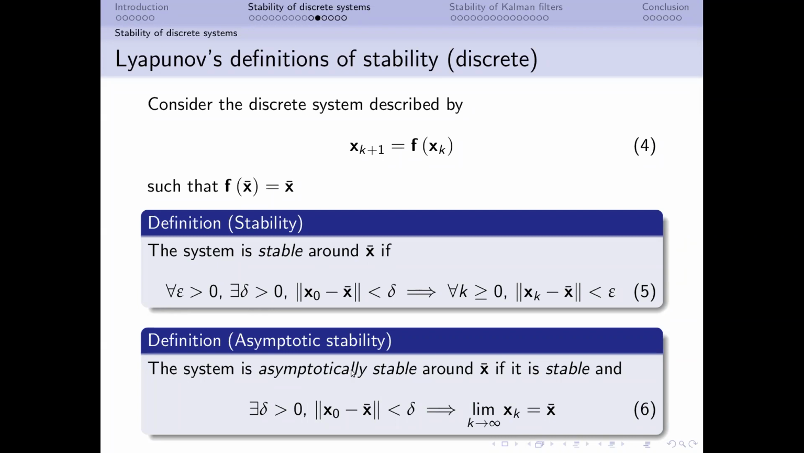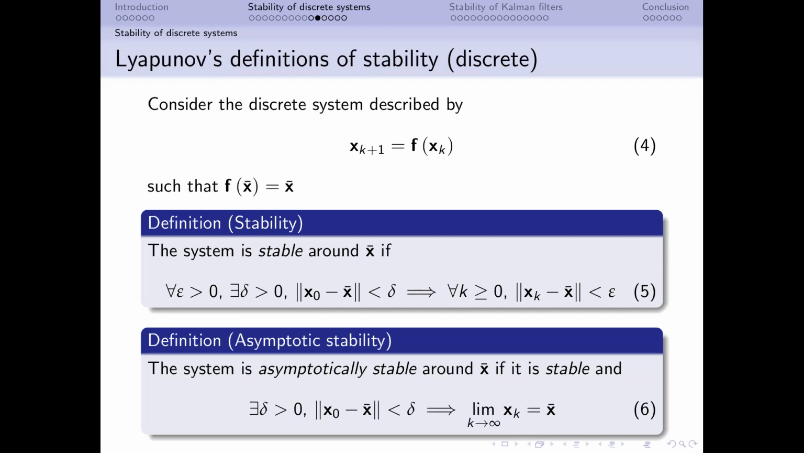We can also introduce the definition of asymptotic stability, which means that the system is going to converge if it is initialized in a neighborhood delta, towards the fixed point of the system. This is a more interesting definition, especially for our problem, because if we can prove that our robot is asymptotically stable around, say, its docking station, then that means it will converge towards its docking station and actually reach it.